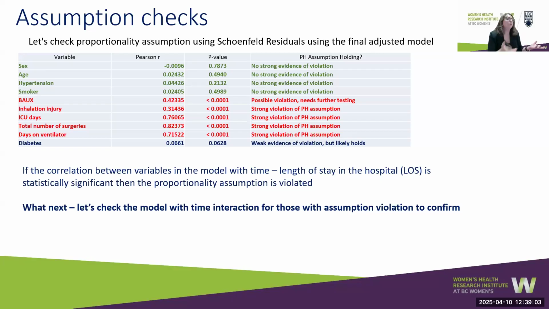Looking at this, we say, wow, we cannot use the Cox model because about half of our predictors are violating the assumption. But bear in mind, except for age and inhalation injury, yes and no, all the variables that violate the assumption are continuous variables. I'm not sure how to explain it, but usually that's how it is.